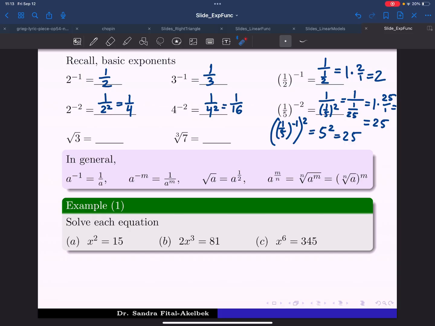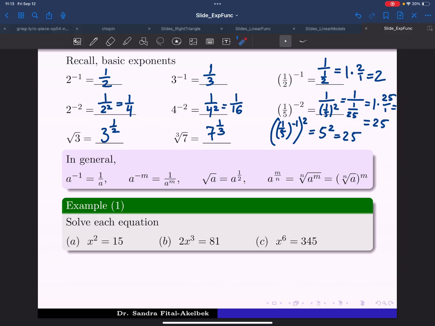Now we would like to write square root of 3 as an exponent. So that would be 3 to the power 1/2. Now if I have cube root of 7, then we can write that this is 7 to the power 1/3.